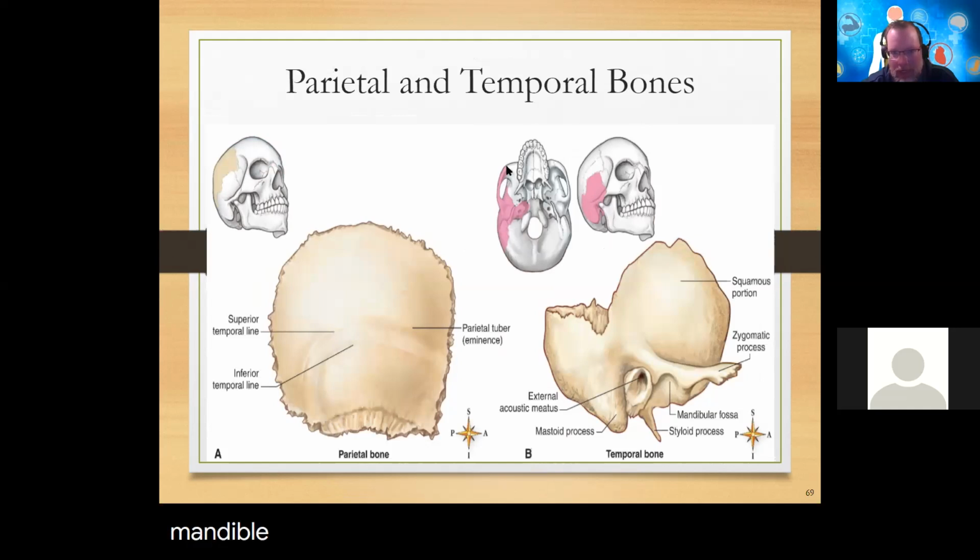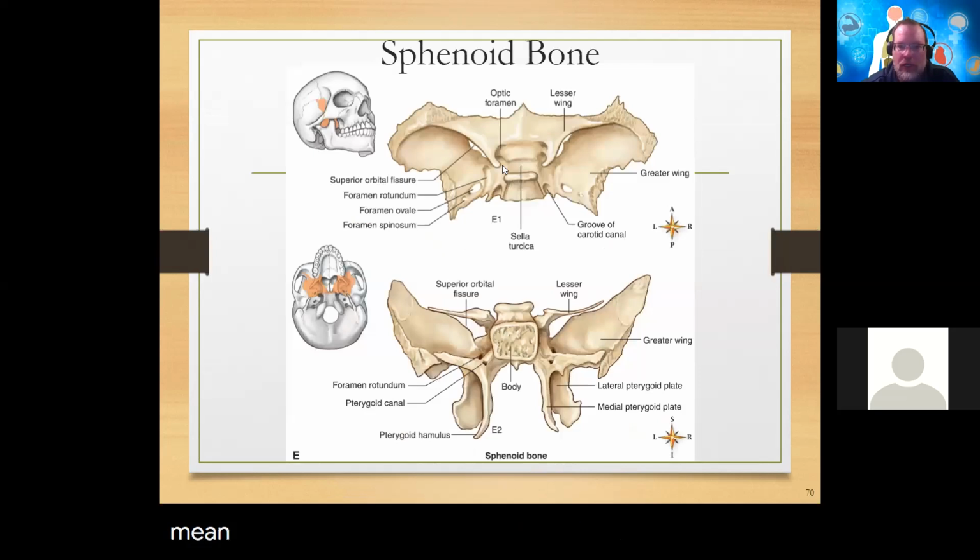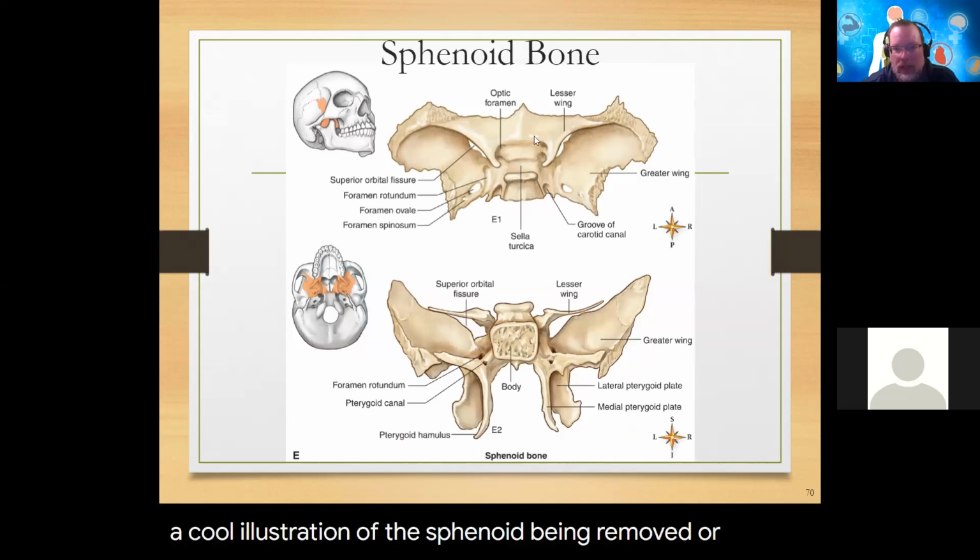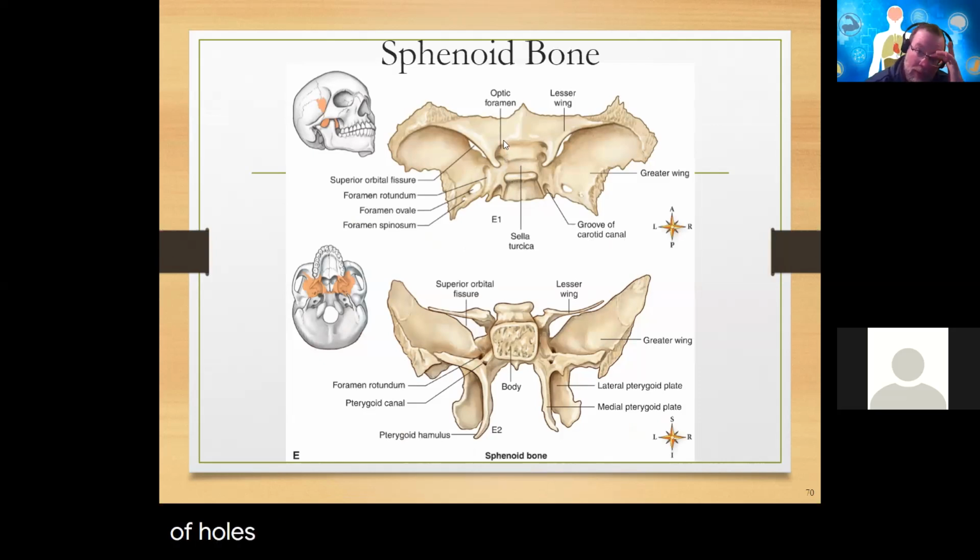Okay. The zygomatic arch, they call that. Zygomatic means cheek. We haven't seen that yet, but here's a cool illustration of the sphenoid being removed or disarticulated. You can see the sella turcica. There's a couple of holes, the optic foramen.